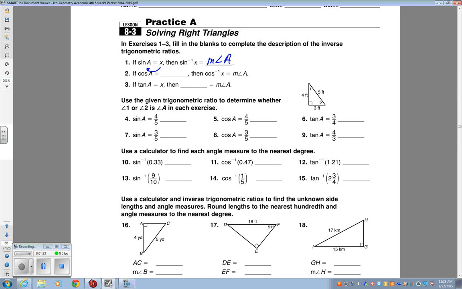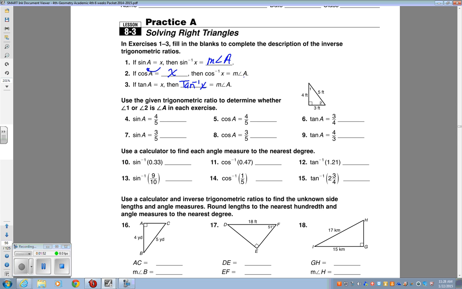So put this down. On this next one, if cosine of A equals x, then the cosine inverse of x equals the measure of angle A. You see they switched it for you already. All right, so try number 3. If the tangent of A equals x, then tan inverse of x equals the measure of angle A.